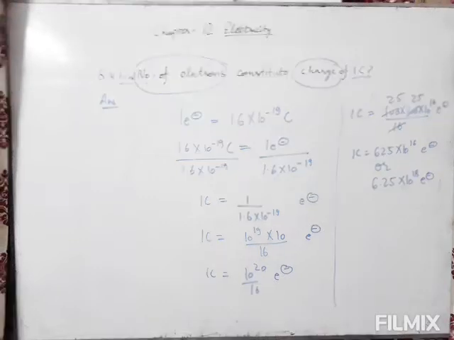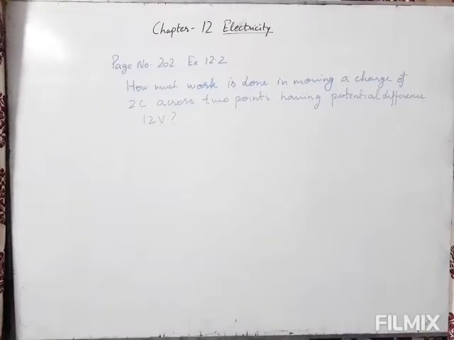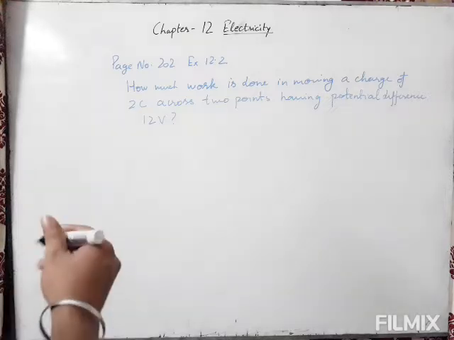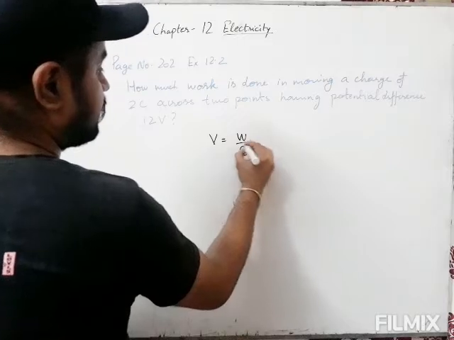Thank you. Now we are shifting to the next topic based on potential difference. The question is on page number 202, example number 12.2. How much work is done in moving a charge of 2 coulomb across 2 points having a potential difference of 12 volt? Firstly, we have to write the formula for potential difference. It is V is equal to W upon Q.